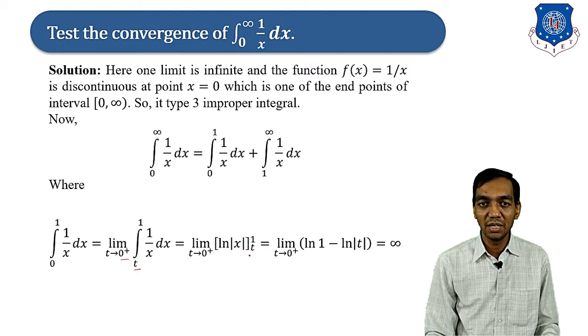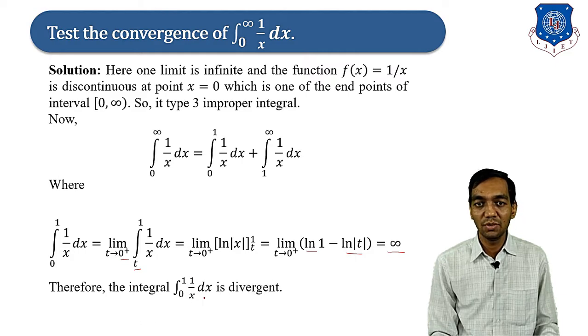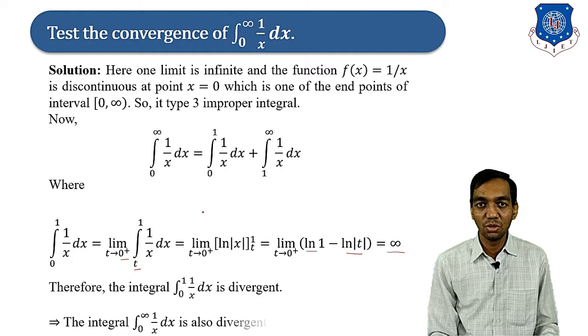Now putting the upper limit and lower limit, that will give you limit t tends to 0 plus, ln of 1 minus ln mod t. Now ln 1 is 0 and log 0 is going to be minus infinity. That means this answer is going to be infinite. So therefore the integration 0 to 1, 1 upon x dx is divergent. And since it is divergent, your original integration is also going to be divergent.